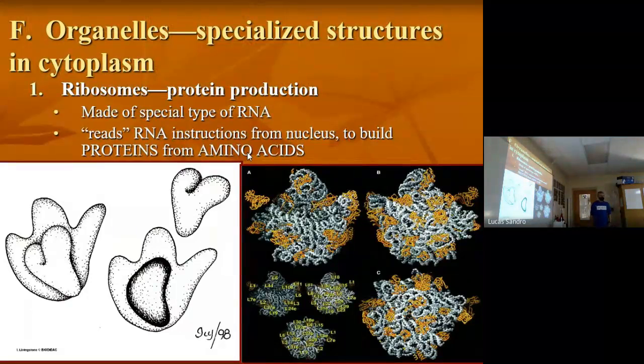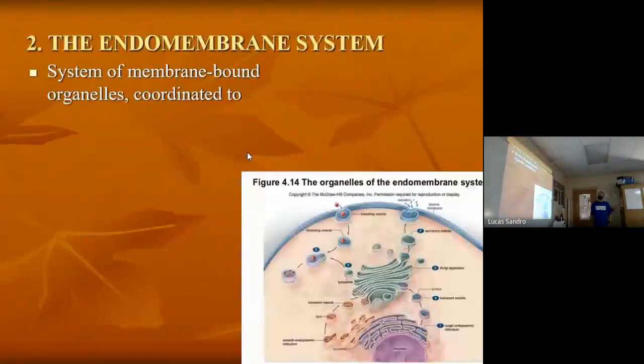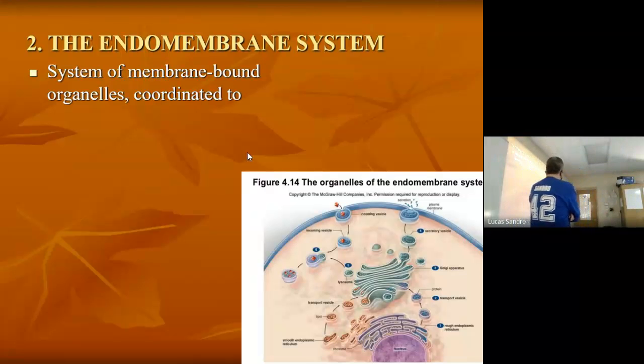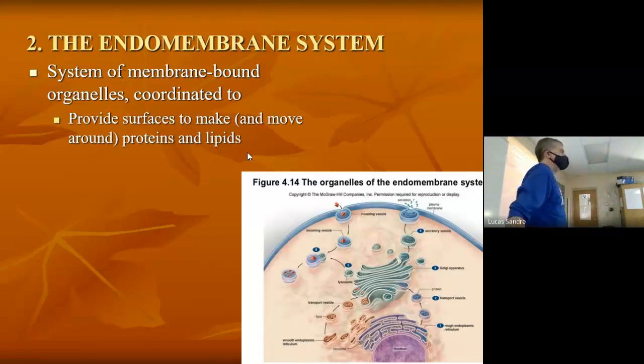From here, we are going into a group of organelles that are collectively called the endomembrane system. There's a group of organelles that kind of interact with each other enough that we teach them as a group. They all have their own membranes. In other words, they're all bound by lipid bilayers. And they all sort of coordinate to do a couple of things.